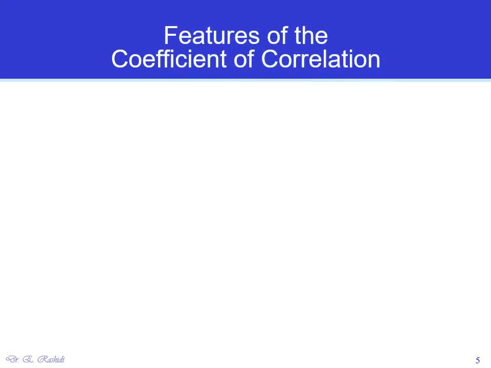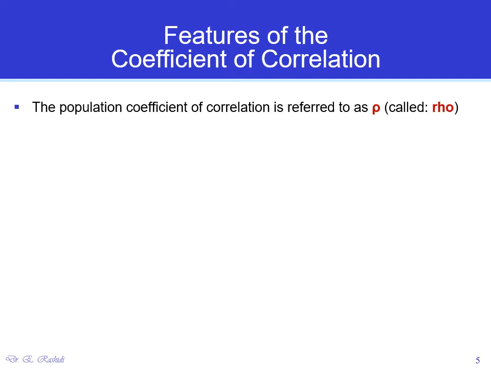Features of the coefficient of correlation. The population coefficient of correlation is referred to as rho. This is called rho. It's like a tilted P. It's a Greek letter. So for a sample, we show it by r, and for the population, the coefficient of correlation is shown by rho. The sample coefficient of correlation is referred to as r.